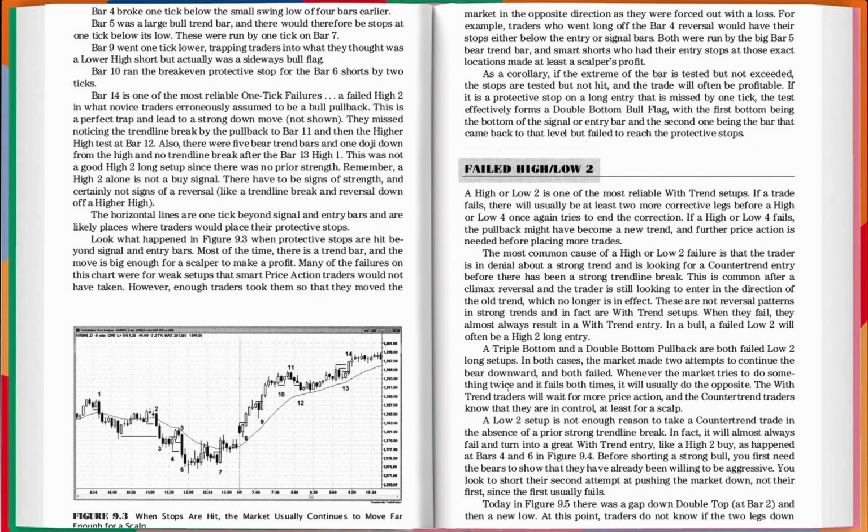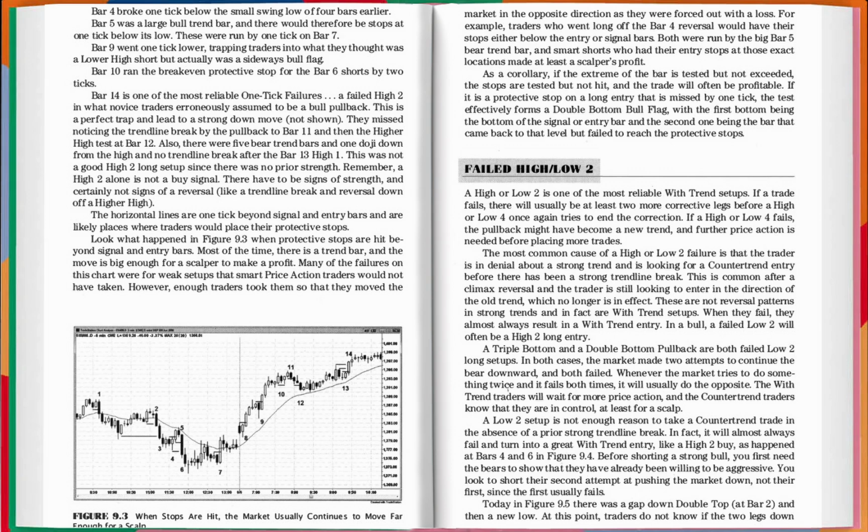Bar 14 is one of the most reliable 1-tick failures. A failed high 2 in what novice traders erroneously assumed to be a bull pullback. This is a perfect trap and led to a strong down move not shown. They missed noticing the trendline break by the pullback to bar 11 and then the higher high test at bar 12. Also, there were 5 bear trend bars and 1 doji down from the high and no trendline break after the bar 13 high 1.